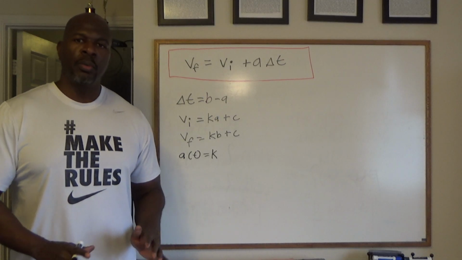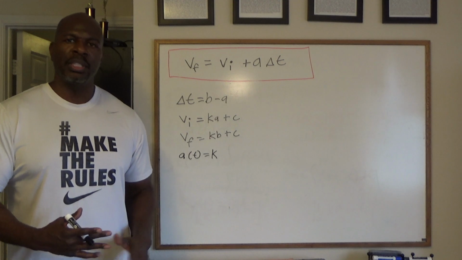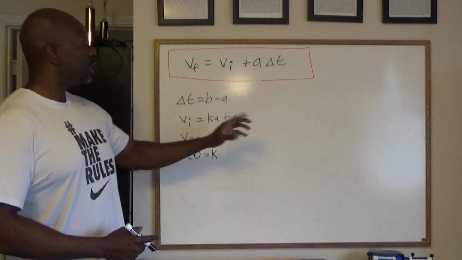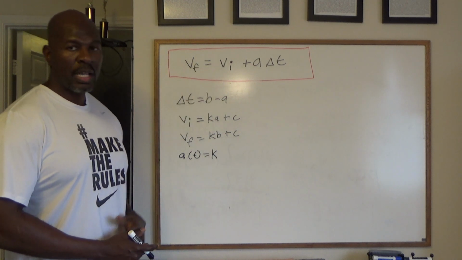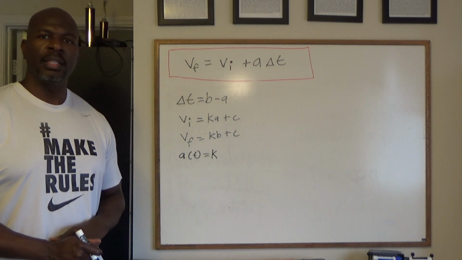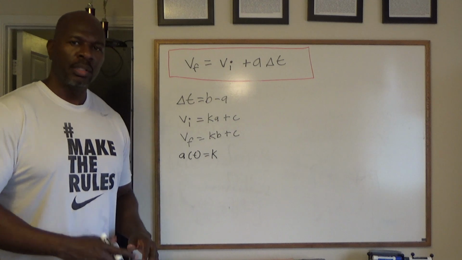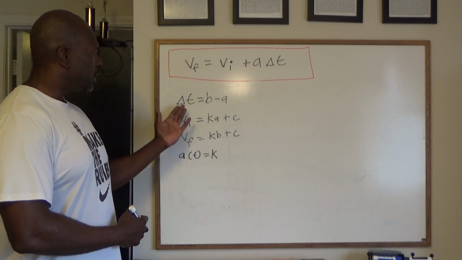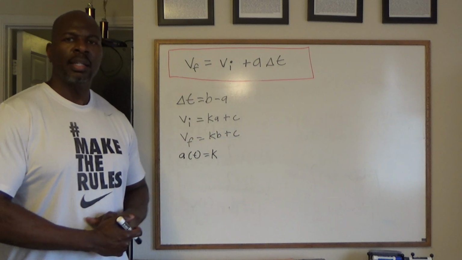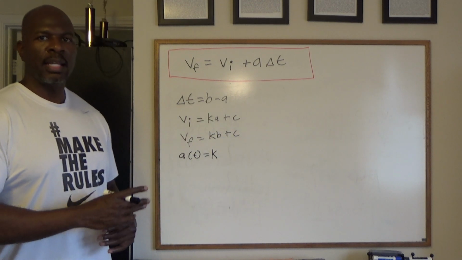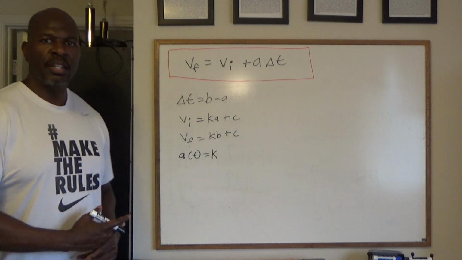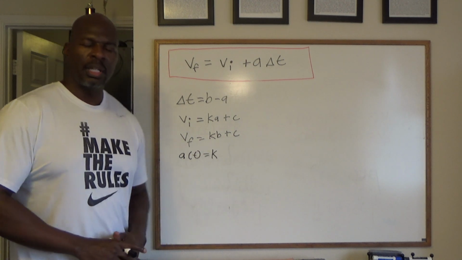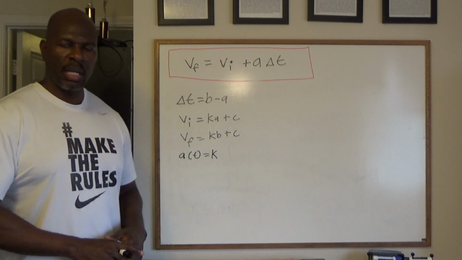Okay, the next physics formula we're going to look at is velocity with constant acceleration. So this is the physics formula where it says the final velocity is the initial velocity plus the acceleration times delta t. So just want to remind you of our calculus equivalencies: delta t is b minus a, v sub i is k times a plus c, and v sub f is k times b plus c. And also, of course, the acceleration is just some constant k.